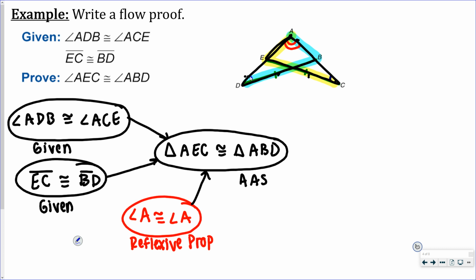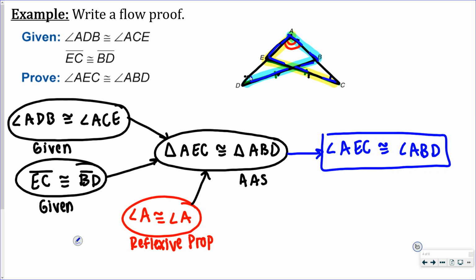So now, can I prove that this yellow angle and this blue angle are congruent? Yes, I can, because now that the triangles are congruent, everything in the triangles is congruent. So now I can actually prove what I was trying to. I'm just copying down that statement. I like to put a box around this one to know that I'm done.